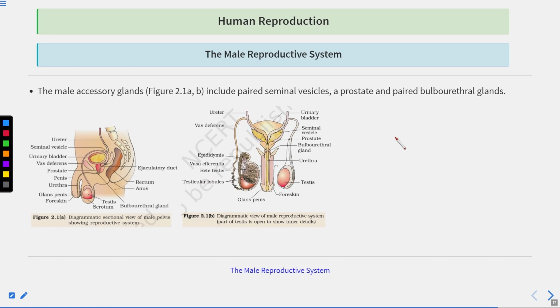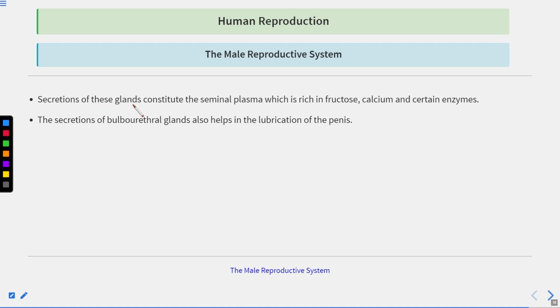Okay. Again, let's talk about the male accessory glands. Male accessory glands include the paired seminal vesicles, a prostate gland, and the paired bulbourethral glands. Okay. Clear? What are these glands? Seminal vesicles. So there were two seminal vesicles. There is a prostate gland as well as the bulbourethral glands. Clear? Now, the secretion of these glands constitutes the seminal plasma, which is rich in fructose, calcium as well as certain enzymes. And seminal plasma will help in the formation of the semen.